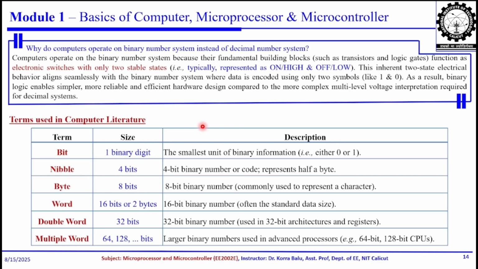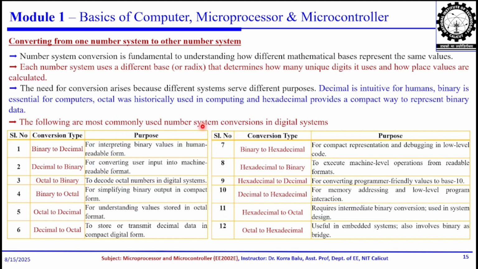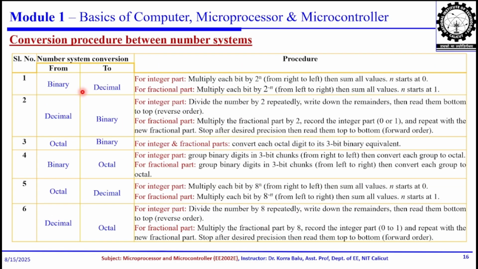In later slides, I will show how the number system changes depending on the conversion tables. So here we are converting one number system to another number system. Here I mapped the detailed procedure, and the conversion between one number system and another is followed by binary to decimal and decimal to binary, octal to binary, binary to octal, octal to decimal, and decimal to octal, binary to hexadecimal, hexadecimal to binary, hexadecimal to decimal, decimal to hexadecimal, and hexadecimal to octal. And here is the detailed conversion procedure.